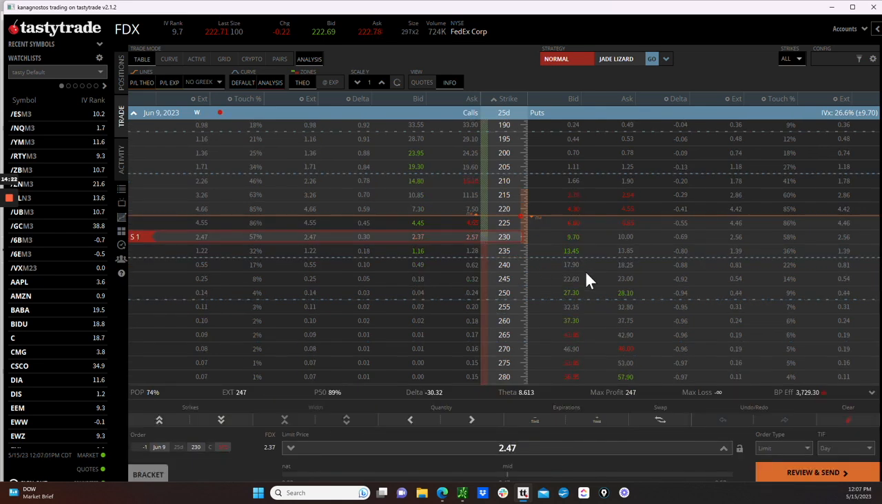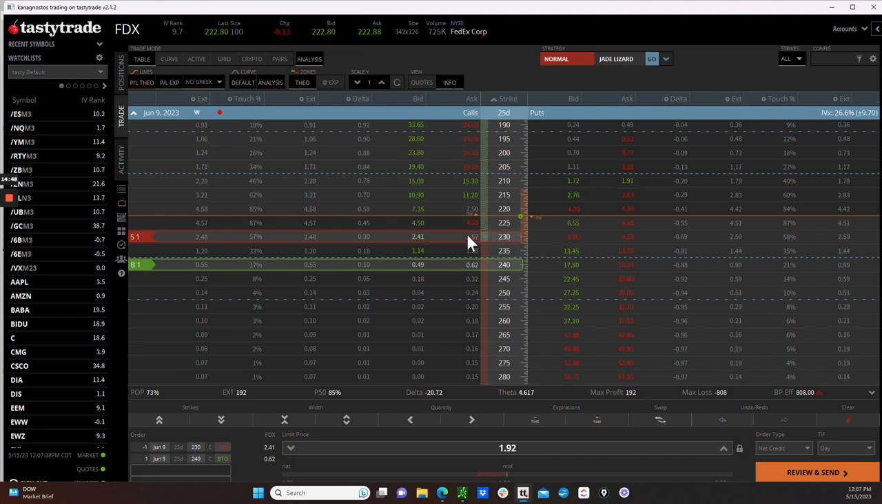Again, you can make your spread as narrow or wide as you want. I'm going to do a $10 wide again, so buying that 240 call. That gives us a credit collected of $1.92, and that is also our max profit. Max loss is the difference between the width of the spread and the credit collected. In this case, that's 808.